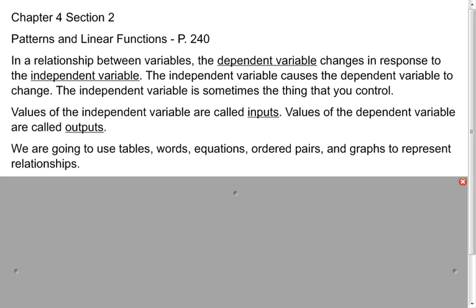I mentioned it in the other lecture. We're going to use tables, words, equations, ordered pairs, graphs, all at the same time to represent some of these relationships. And I said that most of Chapter 4 is just trying to realize how all of those different ways to describe something are related.